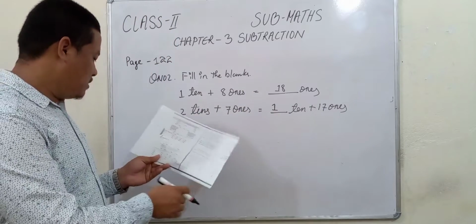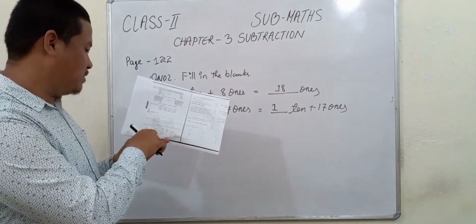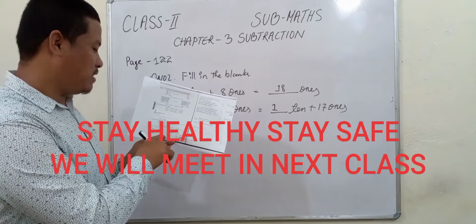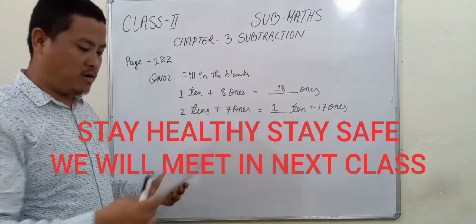Okay. The remaining two questions, 2 tens plus 0 equal to dash, and 6 tens plus 3 ones equal to dash, you have to practice at home.